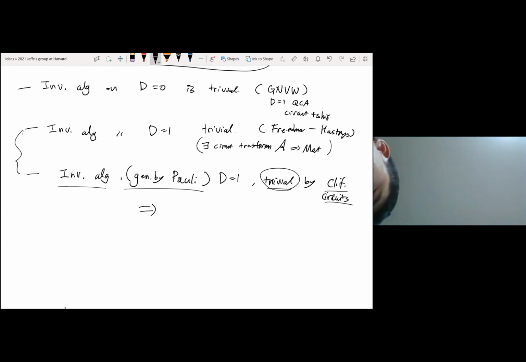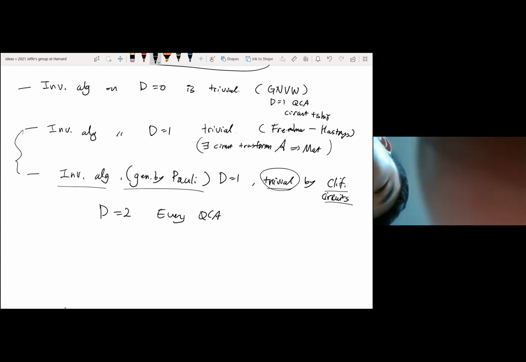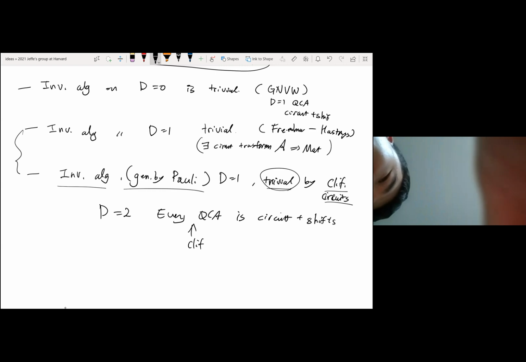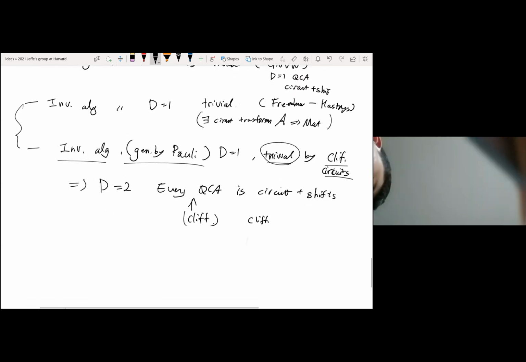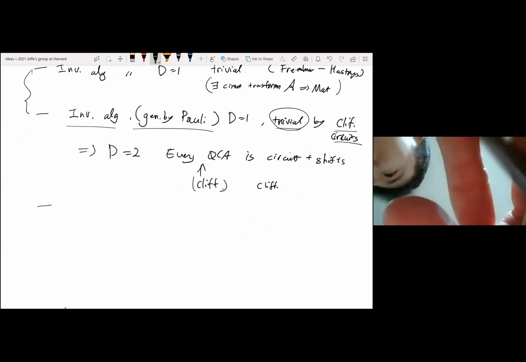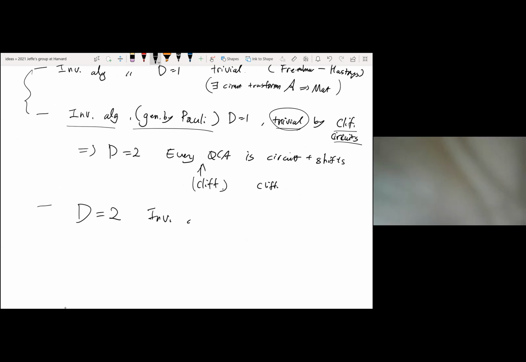And in particular, these closely related two theorems imply that in D equals 2, every QCA is circuit plus shifts. And if it is mapping a Pauli operator to another Pauli operator, then it is a Clifford circuit. So the 0 and 1 dimensional settings in the strict locality case are pretty much settled. Now, the example that I declared to exist, but I didn't show you anything in detail, is that in D equals 2 there is an invertible algebra, maybe non-trivial.